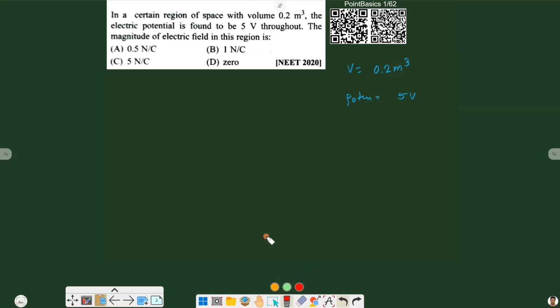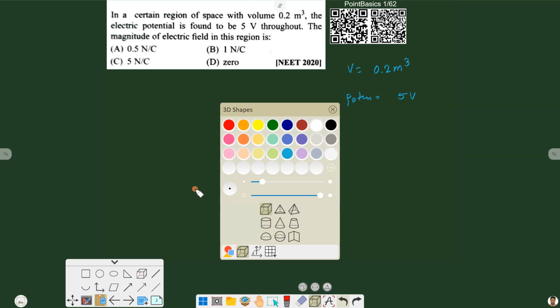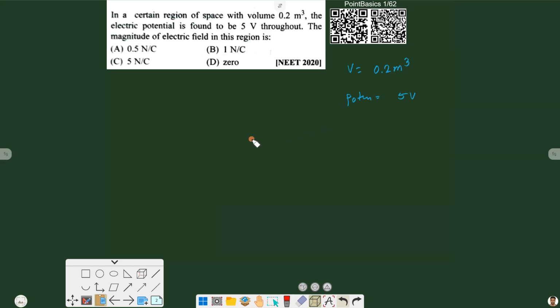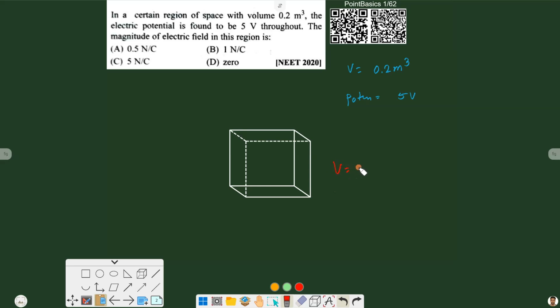As per the question, we have to find electric field, and we are given some potential and some volume. So the first idea can be that we consider the whole space as a cube, and the volume of that cube is equal to 0.2 meter cube. From that we can find the side of the cube, that is cube root of 0.2, or we can say 2 by 10 power 1 by 3.